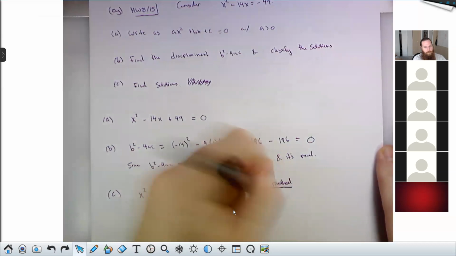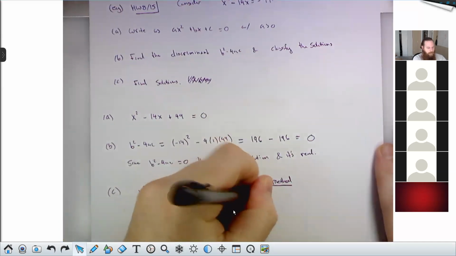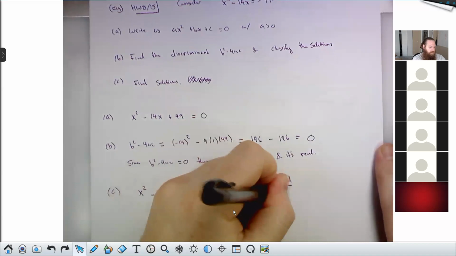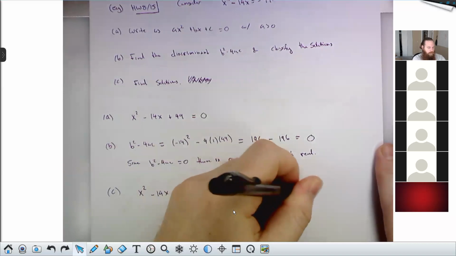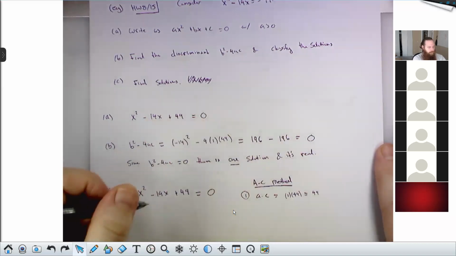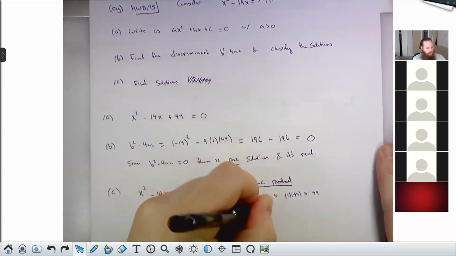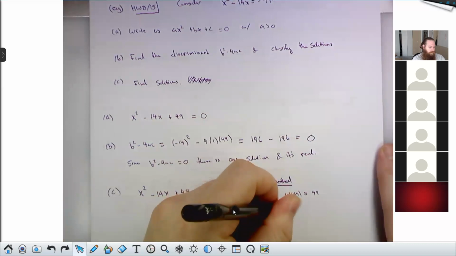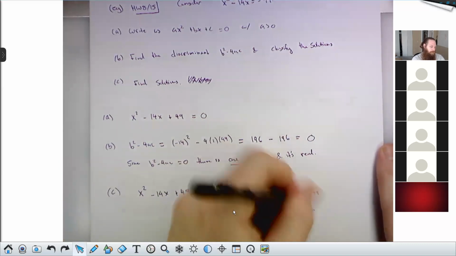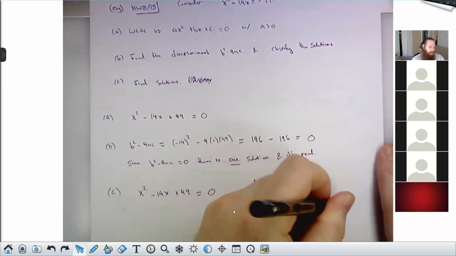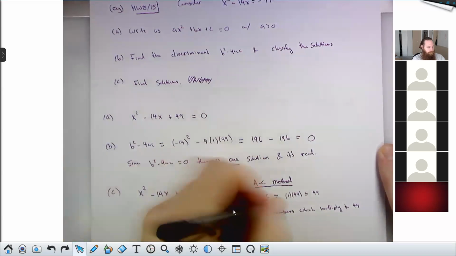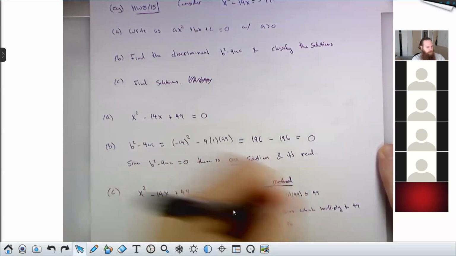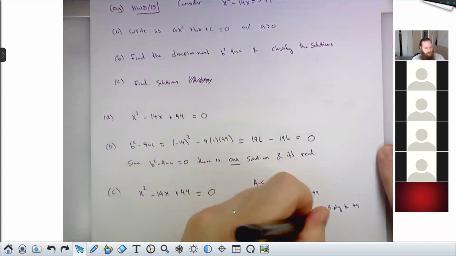I break out my AC method. Here, a times c, remember step 1, a times c is 1 times 49, which is 49. I need 2 numbers which multiply to 49 and add up to b here, which is negative 14.